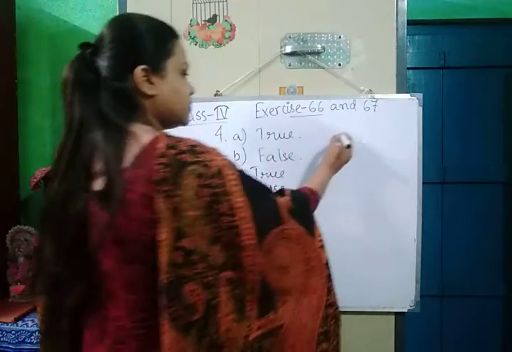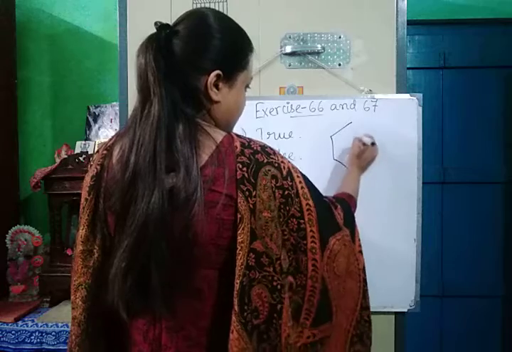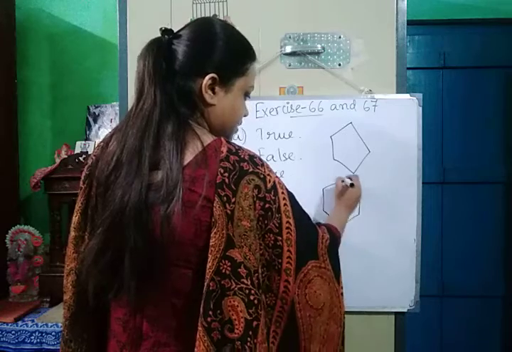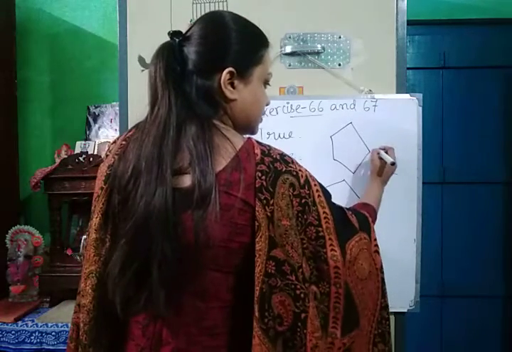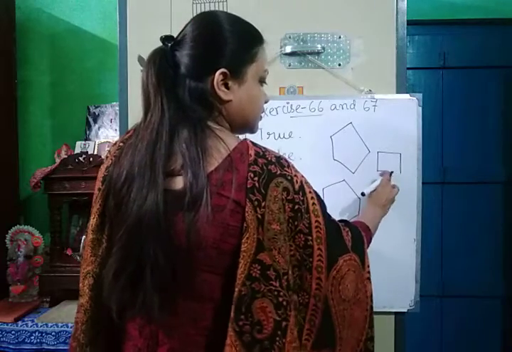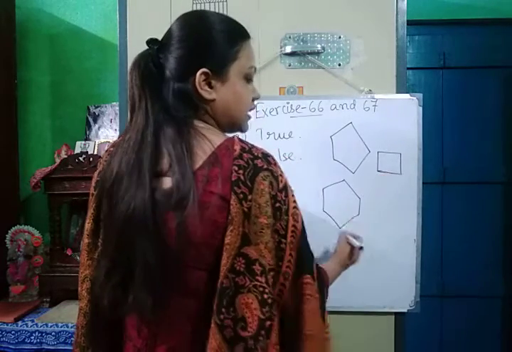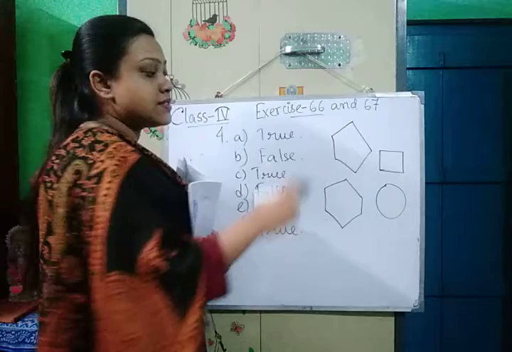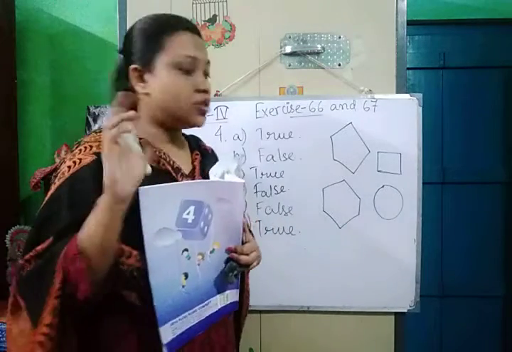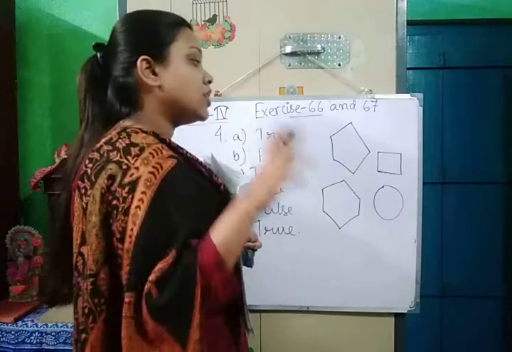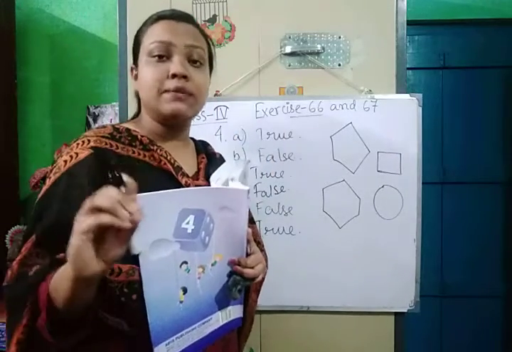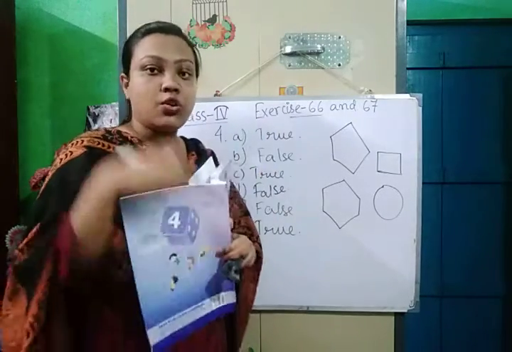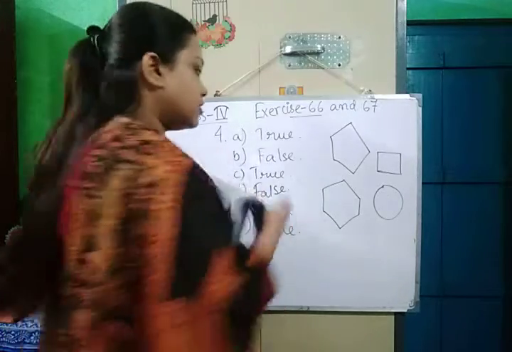That means we draw only line segments like this. This is a polygon. This is a polygon. This is again a polygon. But this is not a polygon. Why? This is a circle, made of a curve, not of line segments. If we draw any figure using only line segments, not any curve, then that is called a polygon. Now we will learn the types of polygon.